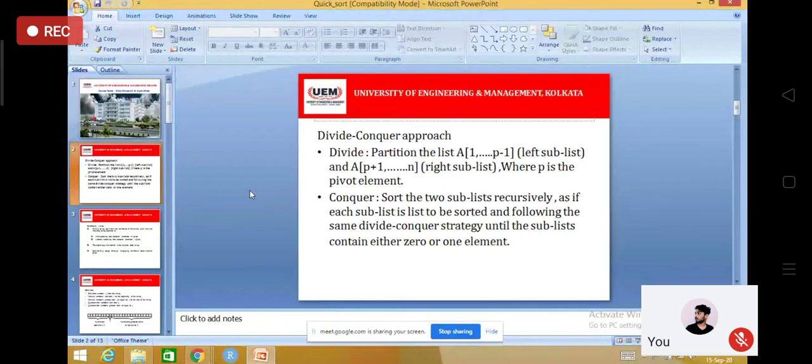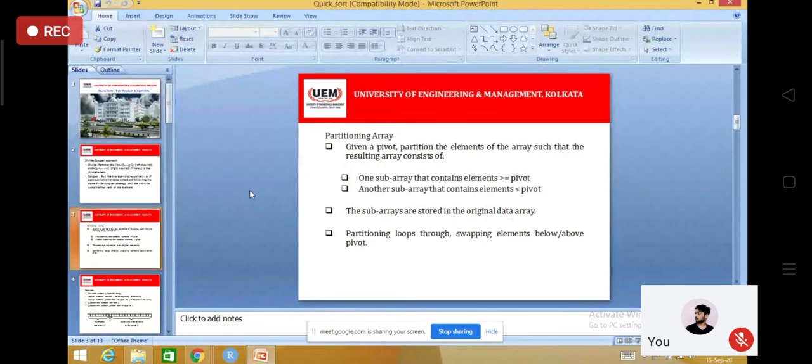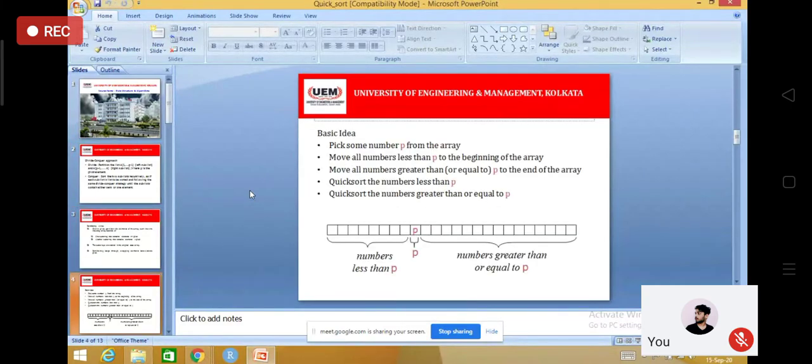Rather, they are considering that they will select one element in such a way so that all the elements on the left side of the pivot will be smaller than the pivot element, and all the elements on the right side will be greater than or equal to the pivot element. That means no such division is there.